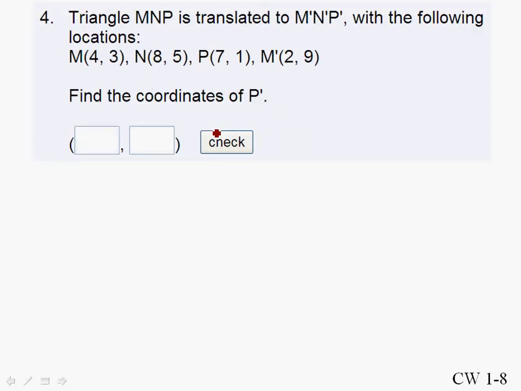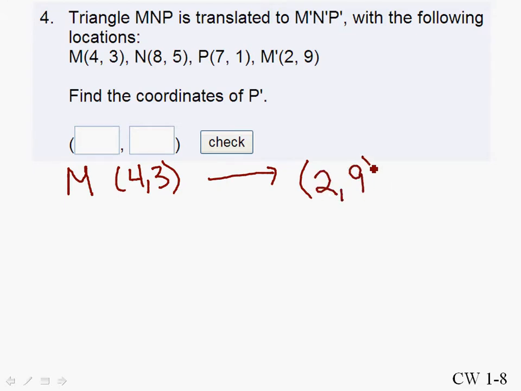Number 4 says triangle MNP is translated to M prime, N prime, P prime with the following locations. M is at 4, 3, N is at 8, 5, P is at 7, 1, and M prime is at 2, 9. It says find the coordinates of P prime. So we know that M started out at 4, 3. When we translated it, it was moved to 2, 9. So M prime is at 2, 9. So this is my x value and this is my y value, my pre-image.